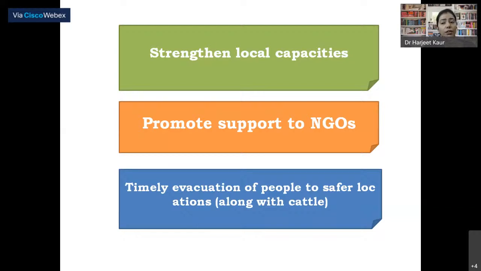Then we recommend timely evacuation of people to a safer location along with their cattle. This timely intervention also reduces the number of cattle deaths. In a district with a cattle population almost equivalent to the human population, the death toll is much lesser than in the previous flood of 2015.